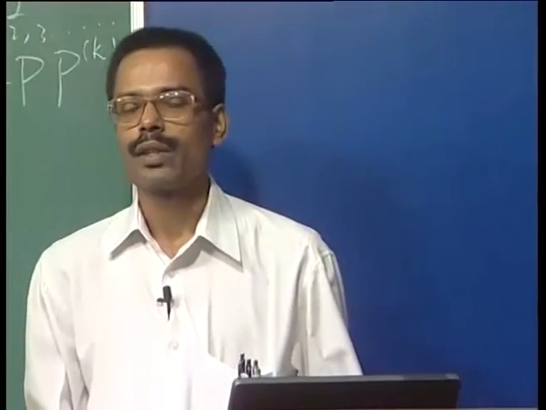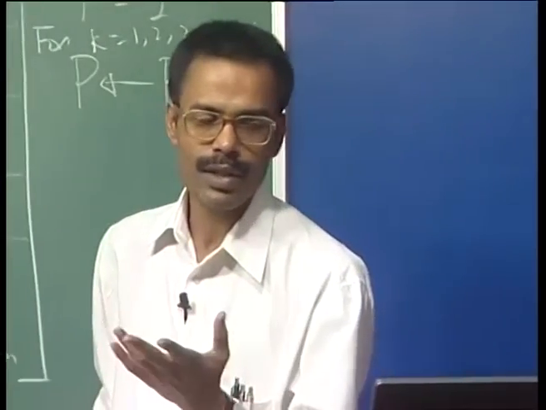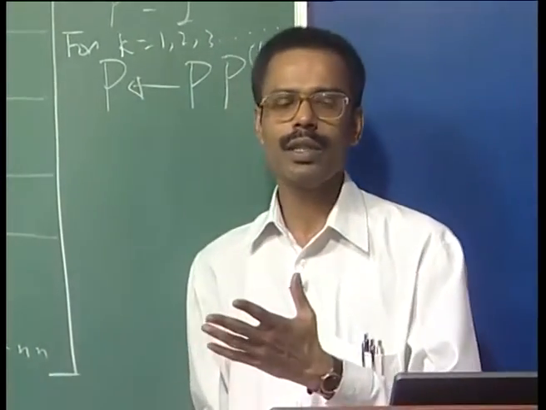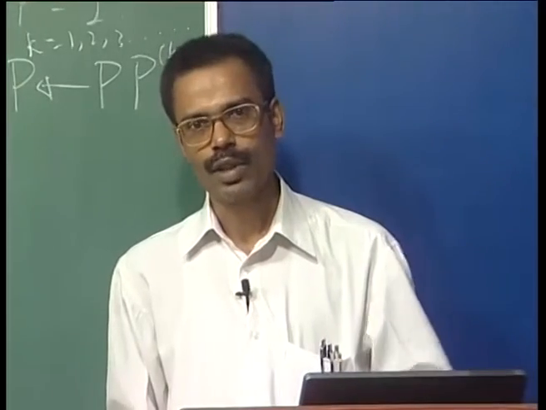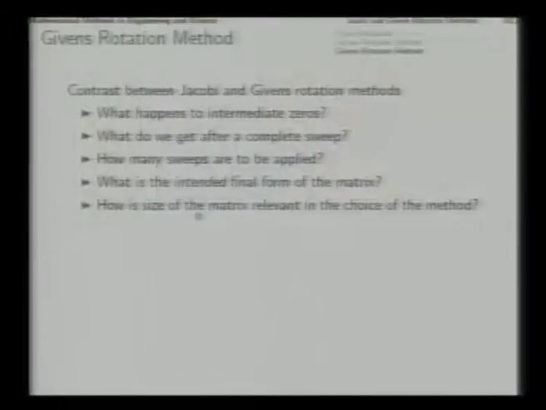Now, a few questions arise, because based on plane rotations we have considered two methods. One is Givens rotation method and the other is Jacobi rotation method. These are the points of contrast which it would be interesting to summarize once. First question is, what happens to intermediate zeros? In the case of Jacobi rotations, they get spoiled. In the case of Givens rotation, they are preserved.